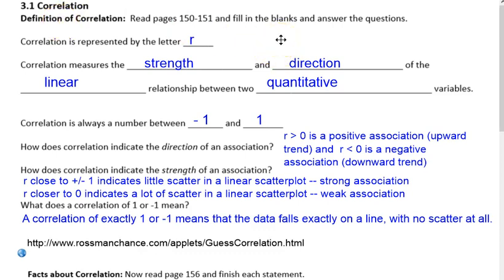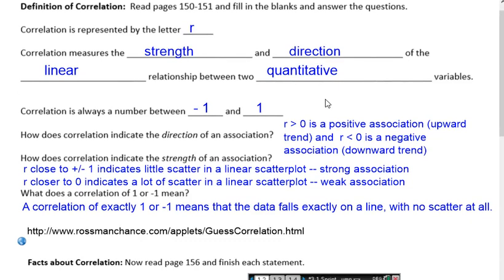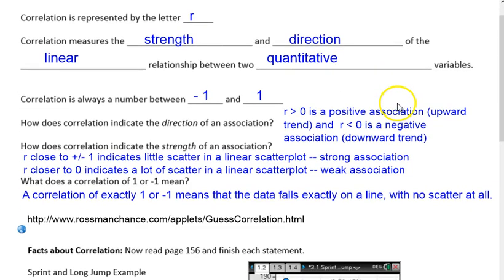Correlation measures the strength and direction of the linear relationship between two quantitative variables. Important, all of those things are important keywords. Correlation is always a number between -1 and +1. If R is positive, it indicates that there is a positive or upward trend association between two variables. If it is negative, then there is a negative association.